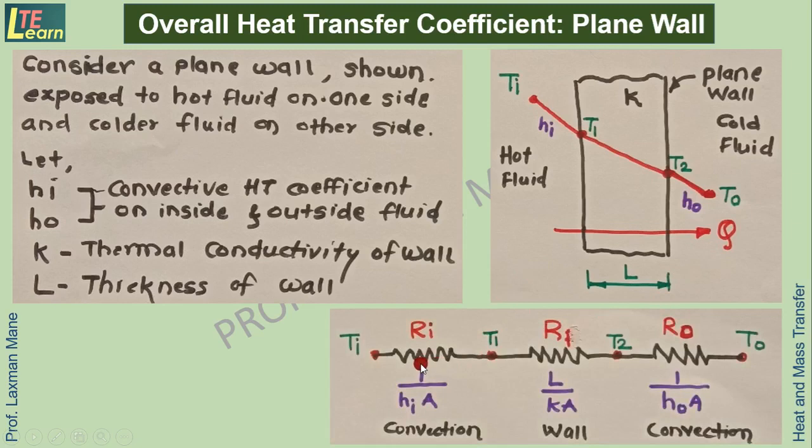Now here these are the three thermal resistances which are shown. This is a thermal resistance diagram. So here first resistance Ri is on the hot fluid side due to convection heat transfer between hot fluid and left side surface of the wall. So here is a temperature difference Ti and T1 across which heat transfer takes place. So thermal resistance is given by 1 upon Hi into A.